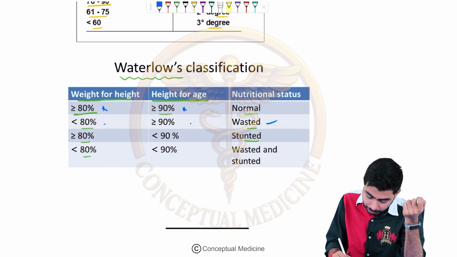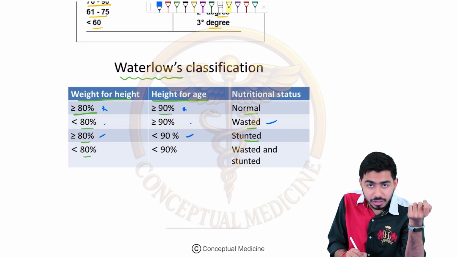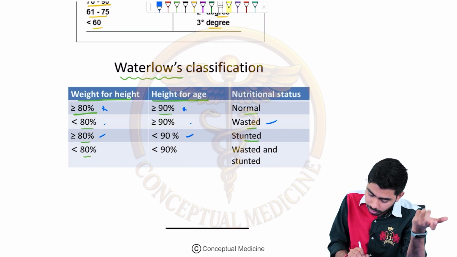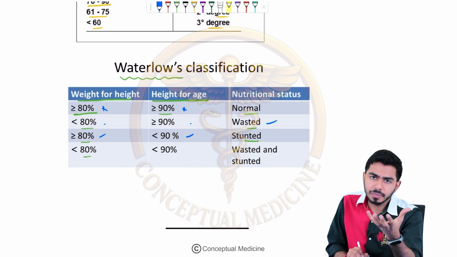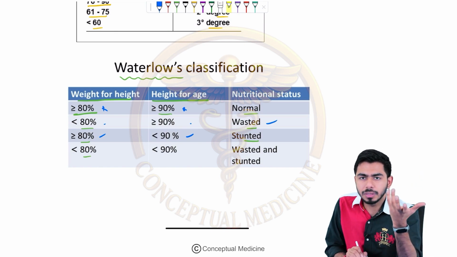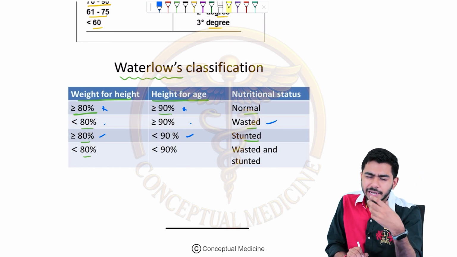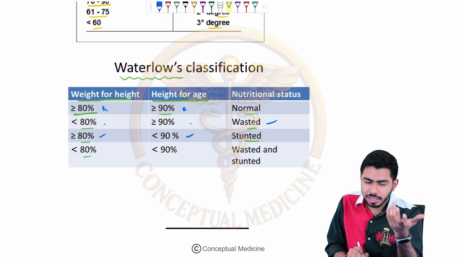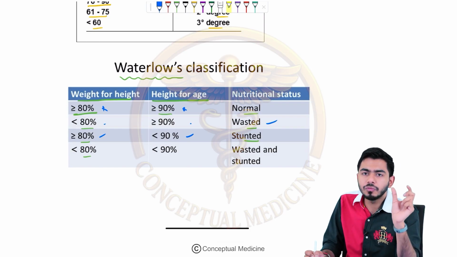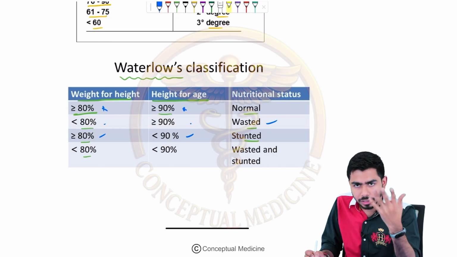At the same time, if the height for age is less than 90% but weight for height is normal, then it is called stunted. So on the basis of height, we call that stunting. On the basis of weight, we call the baby wasted, right? The medical terms are acute malnutrition and chronic malnutrition. So on the basis of weight, W for weight, W for wasting, we call it like that.